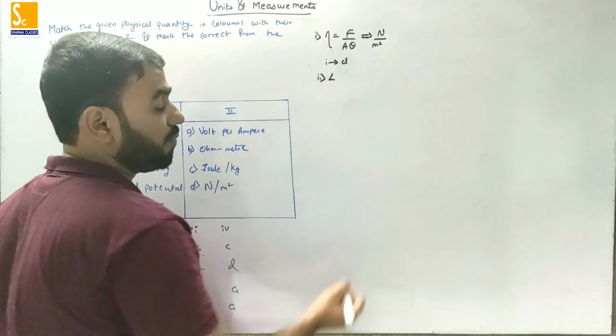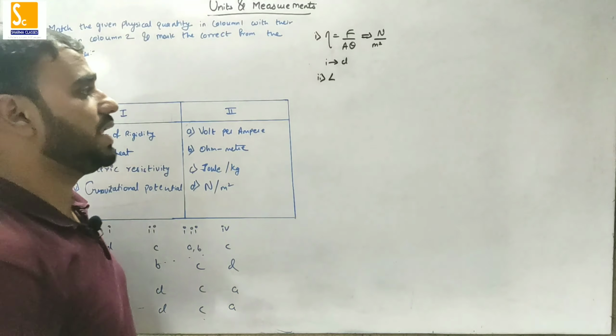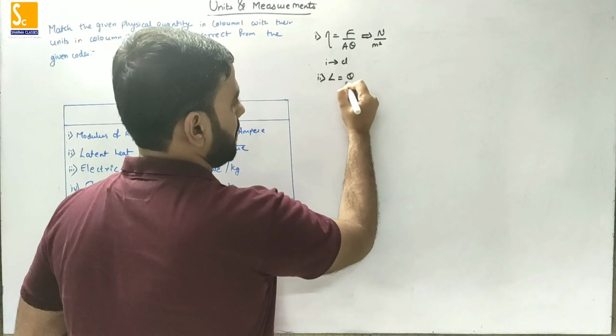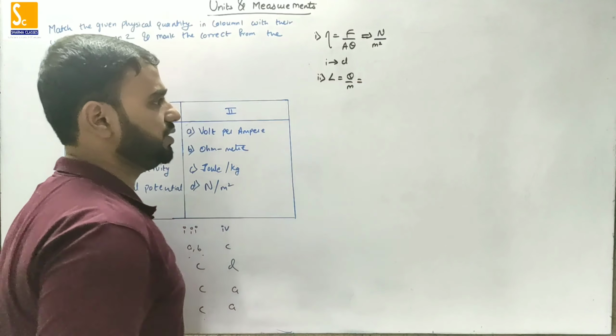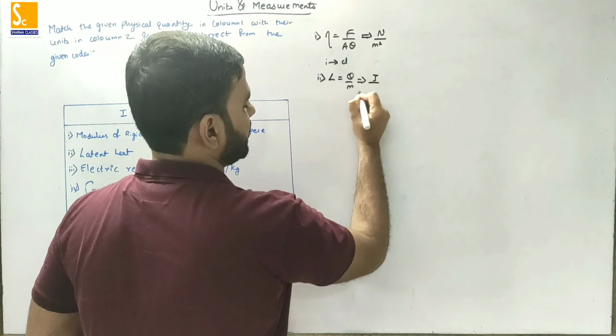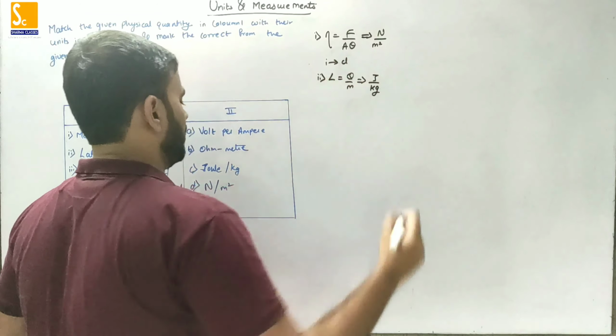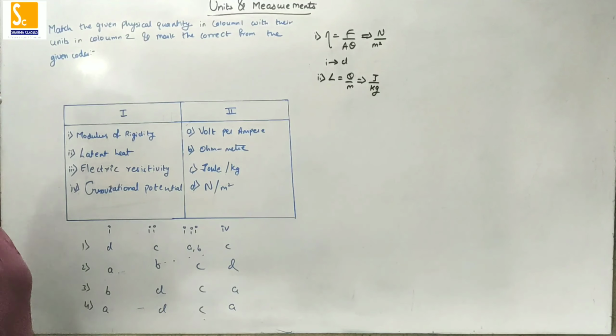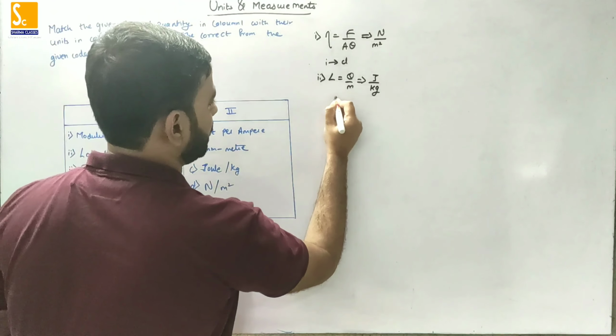We know that what is the formula for the latent heat? It is nothing but energy upon mass. What is energy? SI unit of energy is joule. SI unit of mass is kg. So it comes out to be joule per kg. So option C is the correct one.